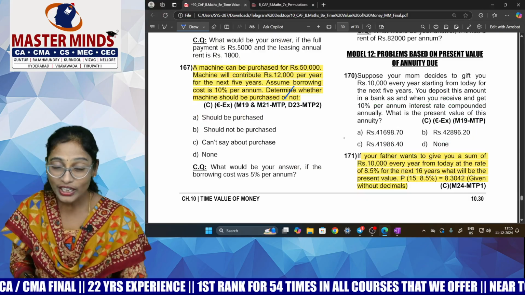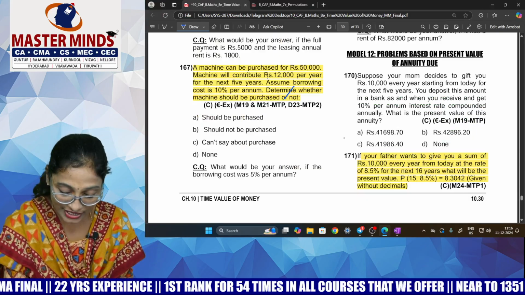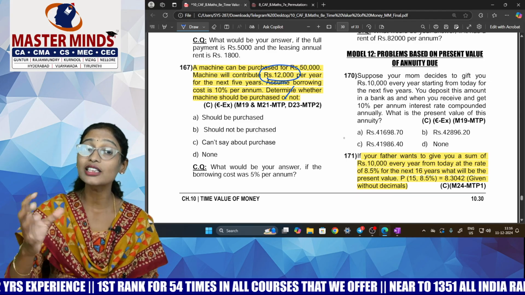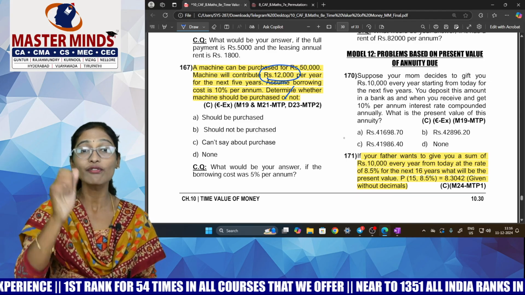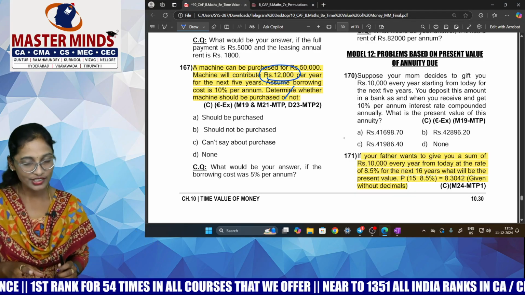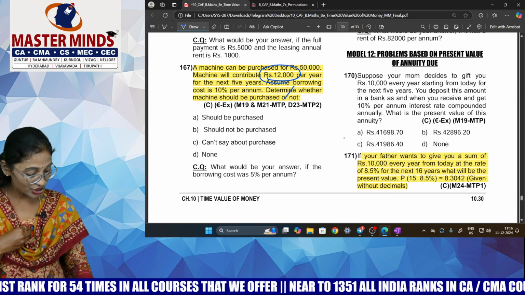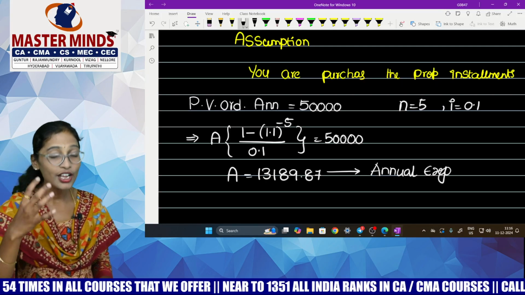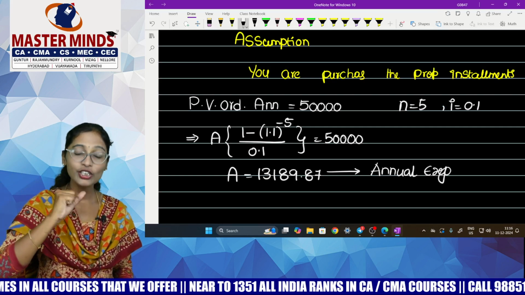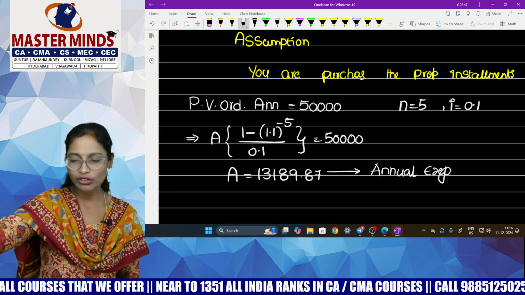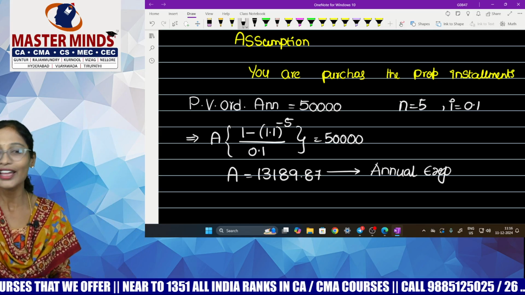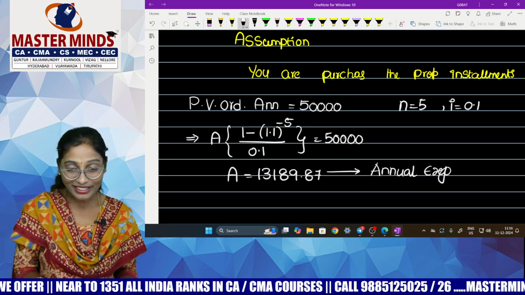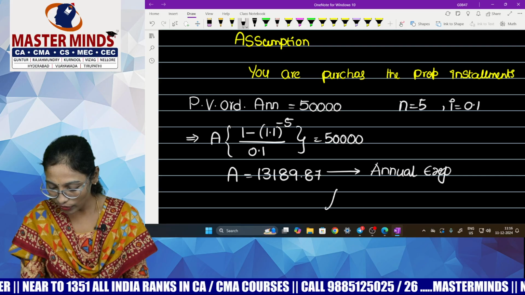13,189. Now tell me, what is the machine's annual contribution? 12,000, means 12,000 rupees income you are getting from the machine. Try to understand. But what is the expenditure that it is consuming? 13,189 means if you purchase this machine, you should definitely pay 13,189 from your pocket annually. But the machine is contributing only how much a year? 12,000. So what is the annual income from the machine?